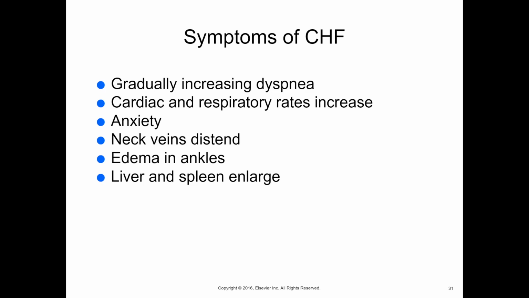So in this case, people are going to be experiencing a slow onset of increasing shortness of breath. They're going to have increased heart rate and respiratory rates, anxiety, distended jugular veins, lower extremity edema, and then their livers and spleens will be enlarged. Hepatosplenomegaly is the term for all of those guys combined.